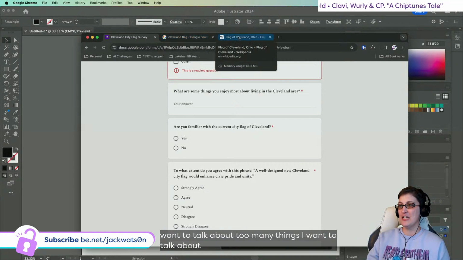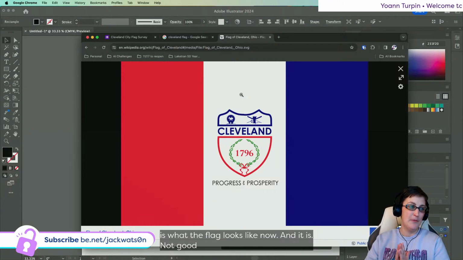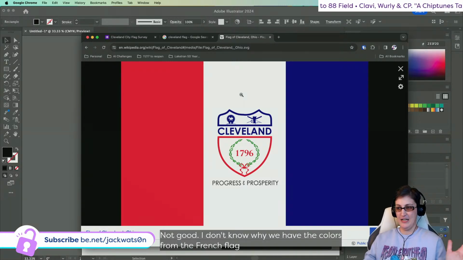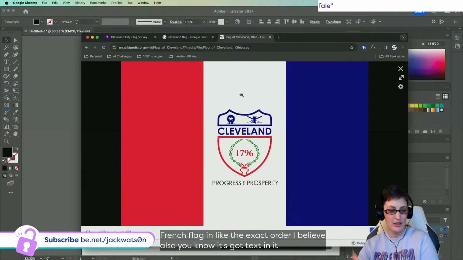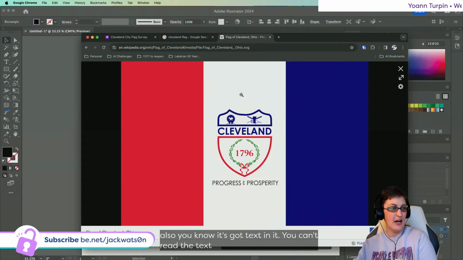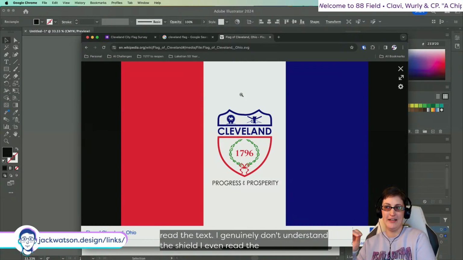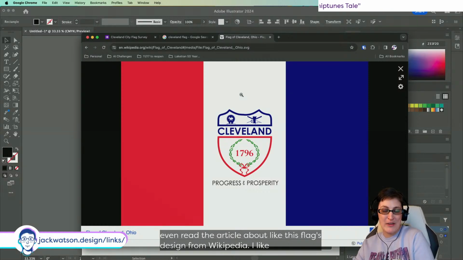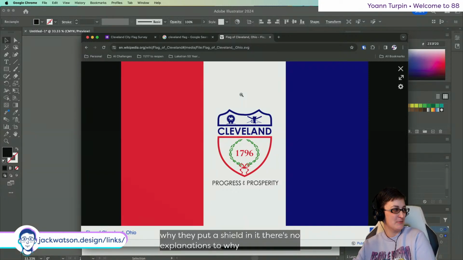Let's take a look at the flag so you can see what it looks like. This is what the flag looks like now. And it is not good. I don't know why we have the colors from the French flag in the exact order, I believe. Also, it's got text in it. You can't read the text. I genuinely don't understand the shield. I even read the article about this flag's design from Wikipedia, and I don't know why they put a shield in it. There's no explanation as to why the shield symbolism is in it.